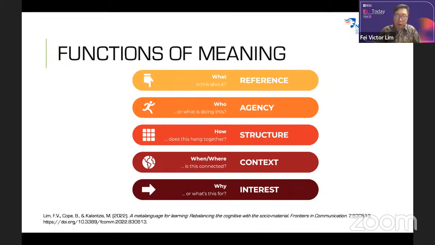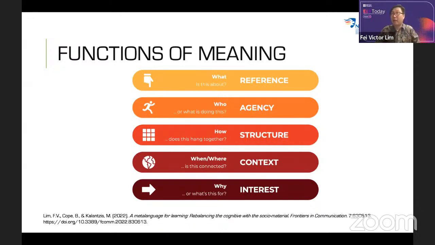So what we try to do is to think about the functions of meaning and how they can be unpacked in very simple ways to help students reflect on the kind of text that they encounter. And this will help them in the interpretation, in the exploration that they make with the specific text.